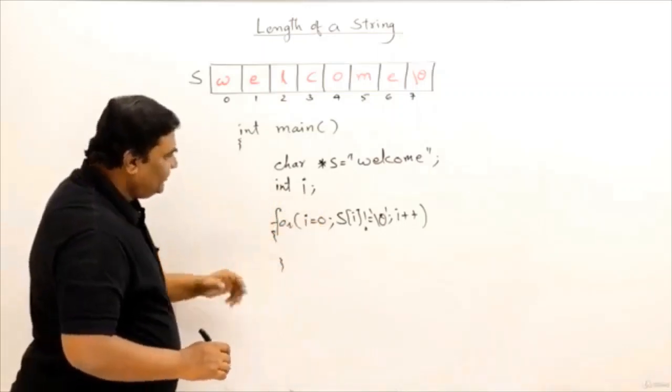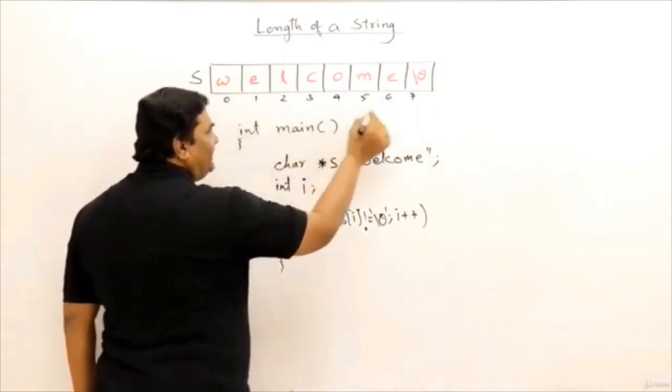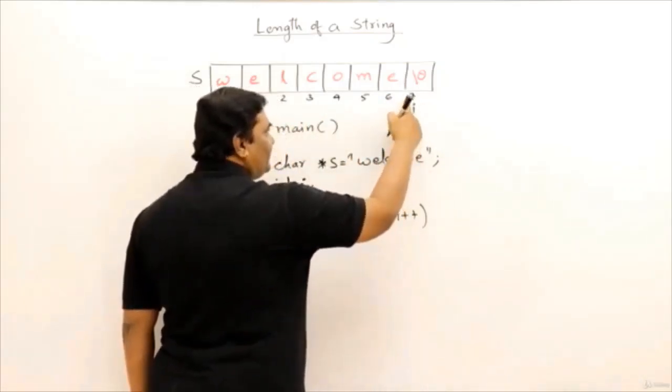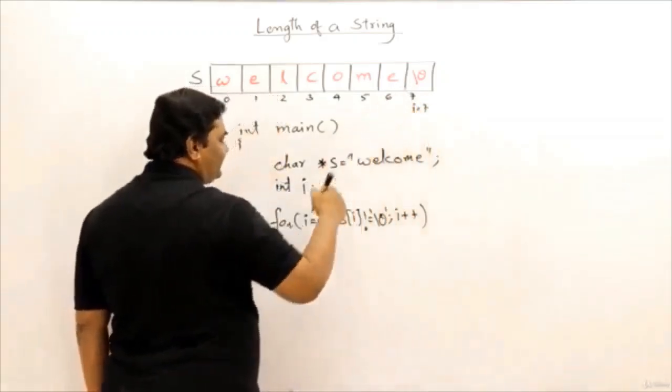Now once we come out of this for loop, the value of i will show the length of the string. So where will it be stopping? It will be stopping here. So what is the value of the index here? The value of i is 7. So the length of the string is 7.